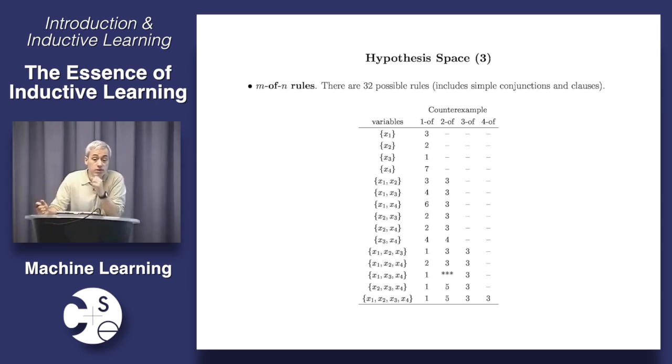Okay, so at this point we can declare victory, right? We postulated that this was an M of N rule. And there's only one that works, so that has to be the answer. So at this point we can declare victory and go home. But maybe you should be a little suspicious, right?